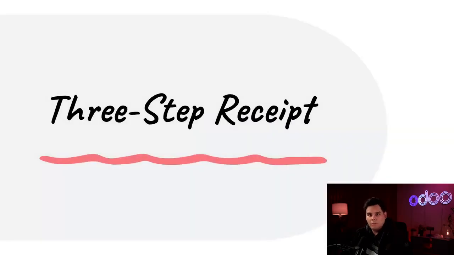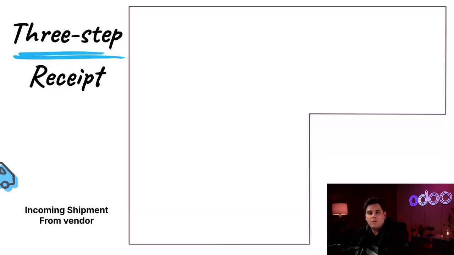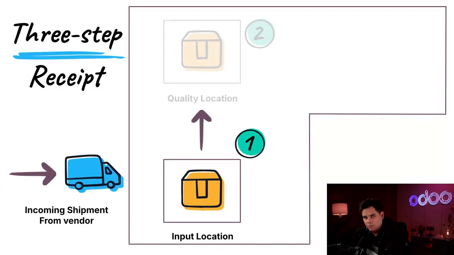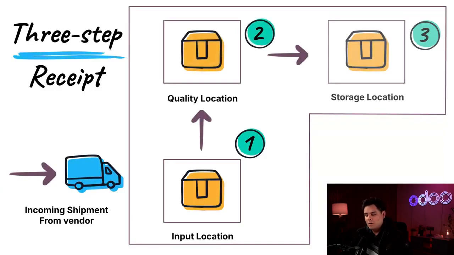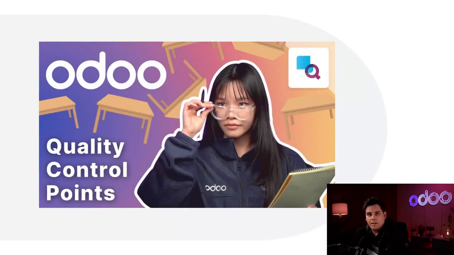Now, a three step receipt is a great solution when every incoming product needs a quality check. Received items go to input, a quality control area, then stock. But wait, there's more. Does that mean that we have to use three-step receipts to do quality checks? Well, no. More steps mean more validations, which can slow things down. Instead, you can use quality control points to trigger checks at any transfer step, whether it's one, two, or three steps. Look at that. Want to learn more? Check out our video on quality control points inside of Odoo.